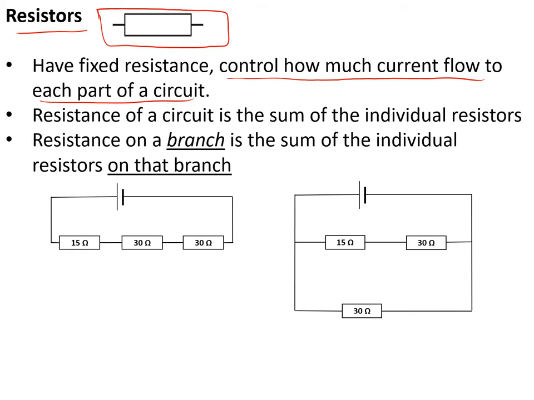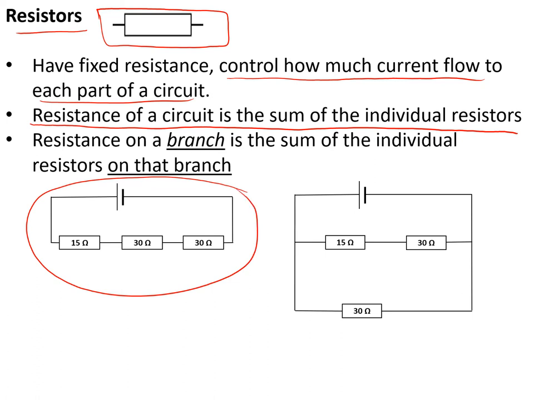Now, if we think about a series circuit, the resistance of a series circuit is the sum of the individual resistors added up together. So if we look at this series circuit here, we've got these three different resistors, 15, 30, and 30 ohms. And the total resistance is all of them added up together. So it's just 15 plus 30 plus 30 makes 75 ohms.